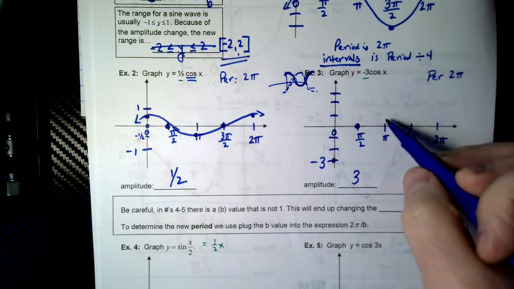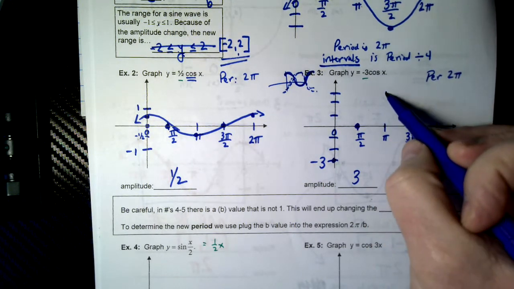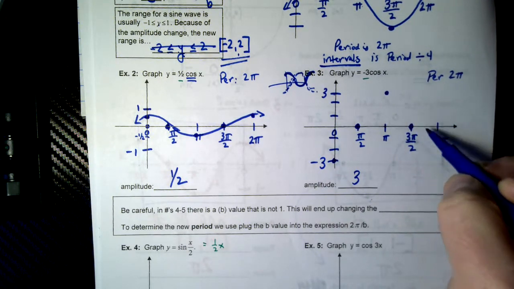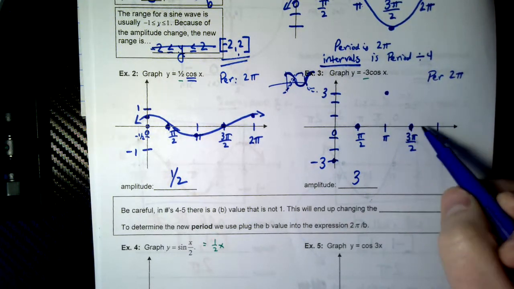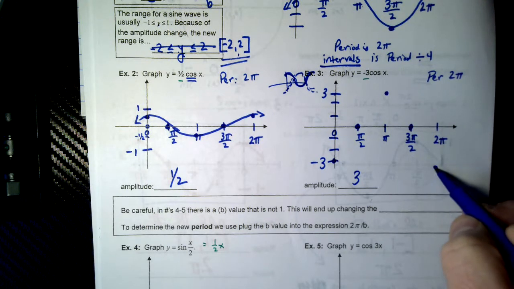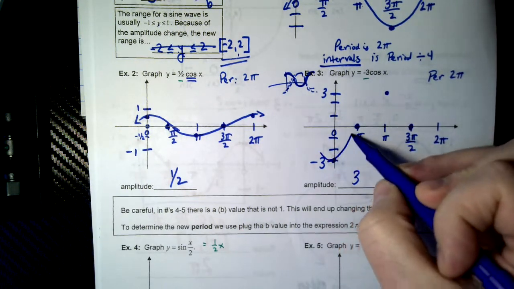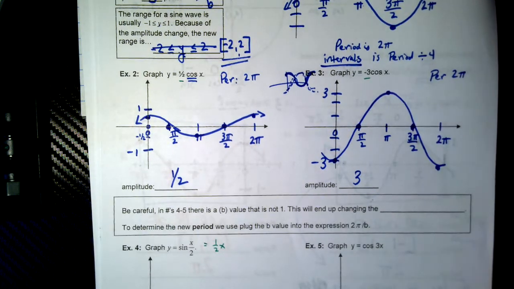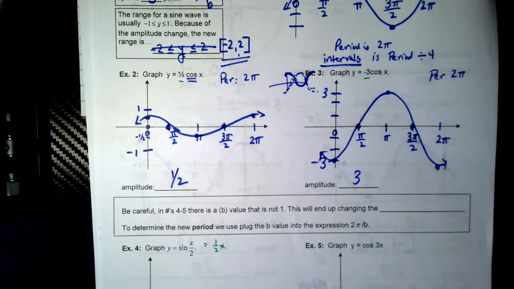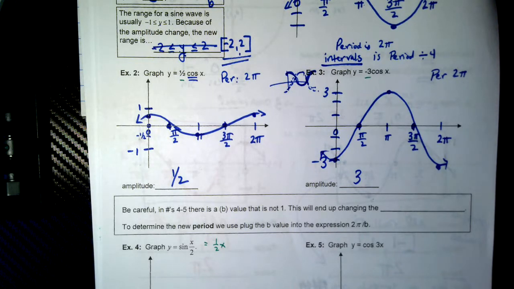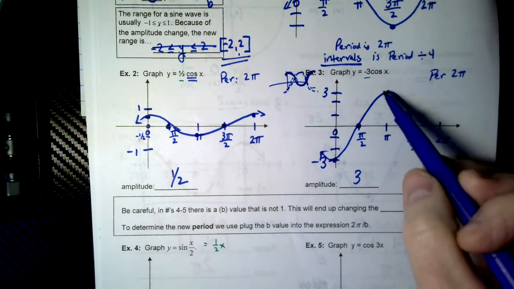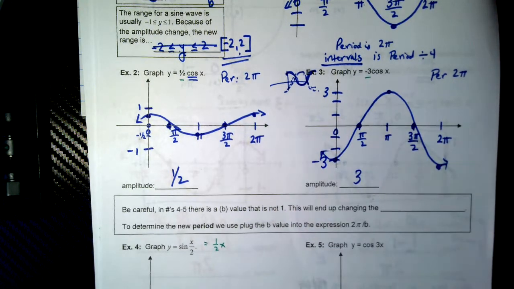Then it hits 0. Then at pi, it's going to hit +3. Then at 3 pi over 2, we're back to the middle at 0. And then at 2 pi, we're here. And that is what it looks like. All right, as soon as we pass this point, the period repeats itself. The cycle looks the same. The curve looks the same. And the period repeats.